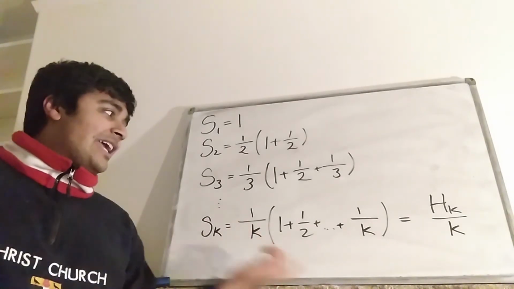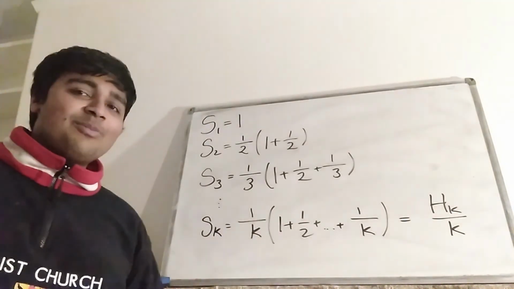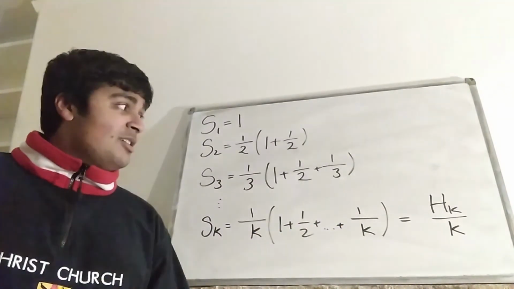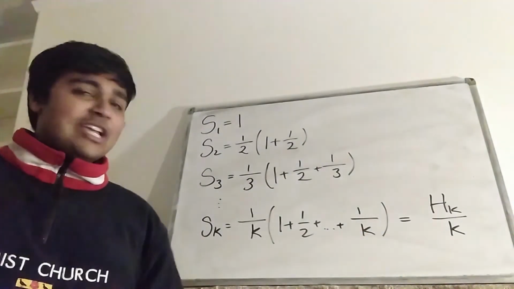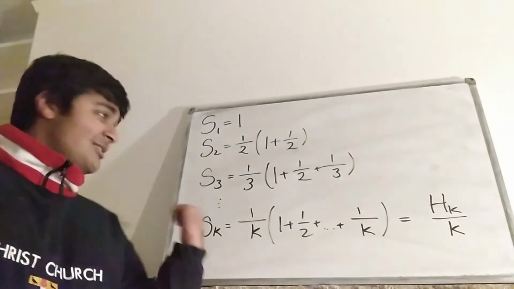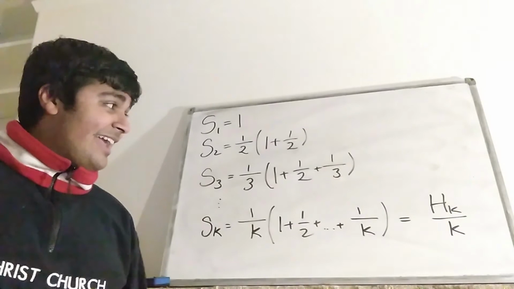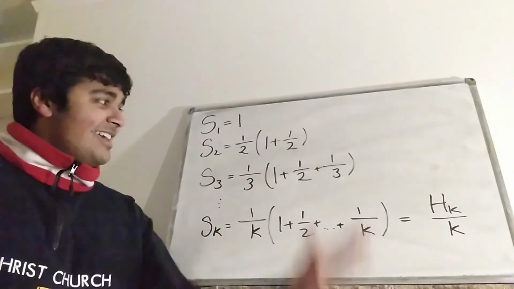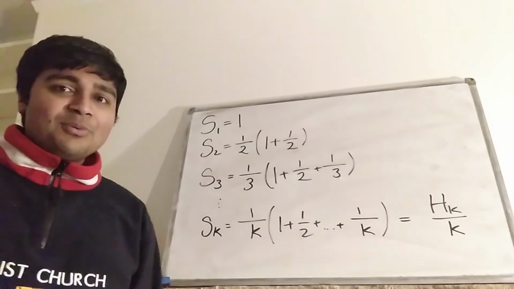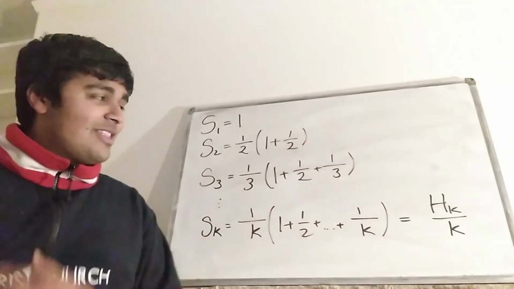SK is equal to 1 over K times 1 plus a half plus dot dot dot plus 1 over K. And this thing here is precisely the kth harmonic number, which is denoted HK. So HK is simply this sum here. And of course we've got the 1 over K out front. So SK is precisely HK over K, which I think is quite nice. It's combining the harmonic series and just the reciprocals, which is also involved within the harmonic series.